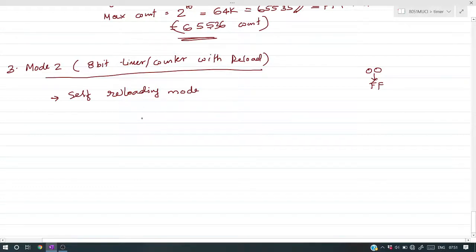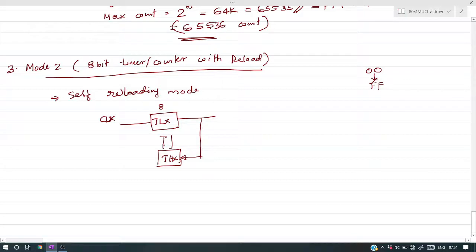We can draw the logic diagram like this. This is the clock stage which is coming from the earlier logic diagram. This is TLX. This is 8-bit. The same copy is also available in THX. Whatever number is loaded here is available here also. So whenever timer overflow occurs, it informs THX, and THX will reload its content. A copy of THX goes into TLX.